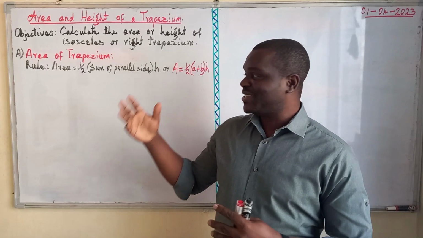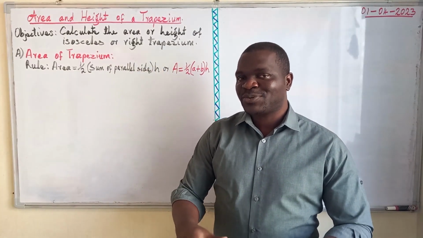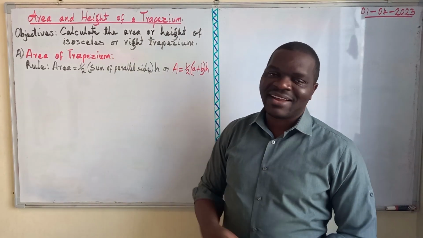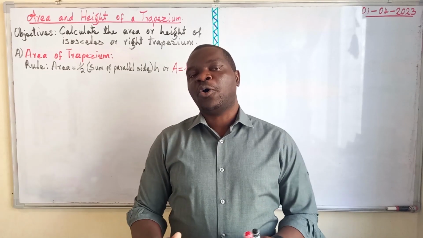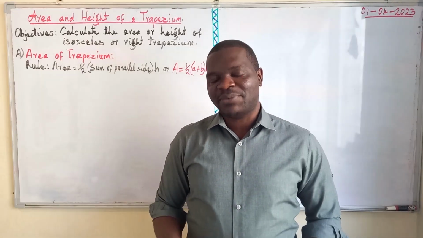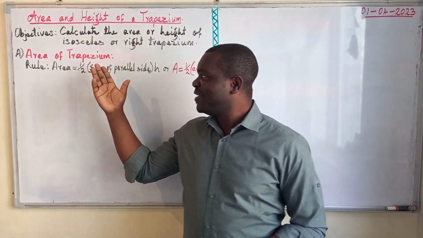That is the isosceles, the scalene, and the right trapezium. So our focus will be on the isosceles and the right trapezium. And we are going to be calculating either the area or the height of these trapeziums. The first aspect is, of course, the area of a trapezium.